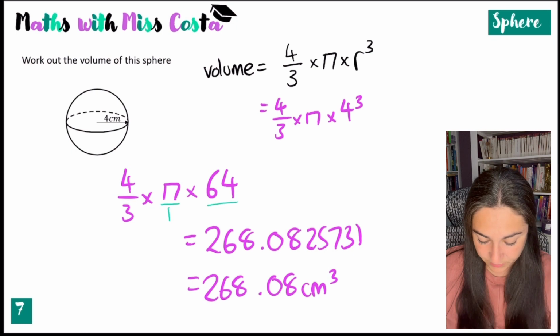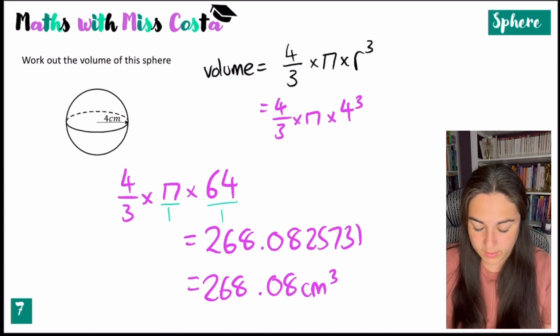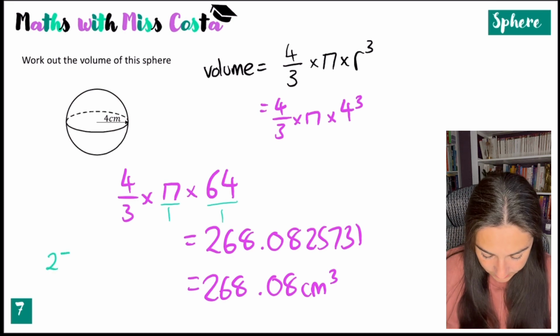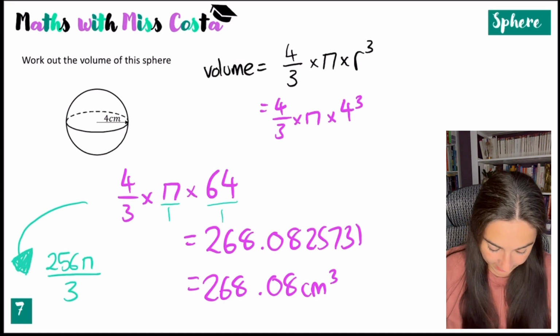Another way you could do it is by just leaving it as fractions, and remember to turn anything into a fraction, you just write it over 1. So you could have done 4 times pi times 64. Let's just do that quickly. 64 times 4 would give you 256 pi over 3. So you could have simplified it first, up to you depending on how confident you feel.